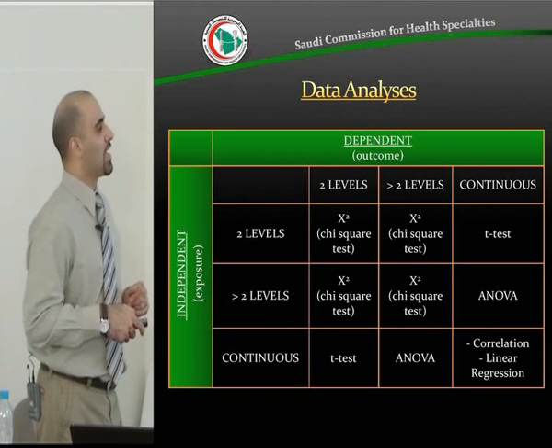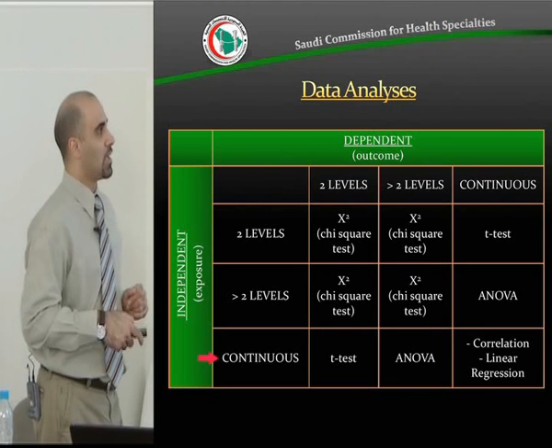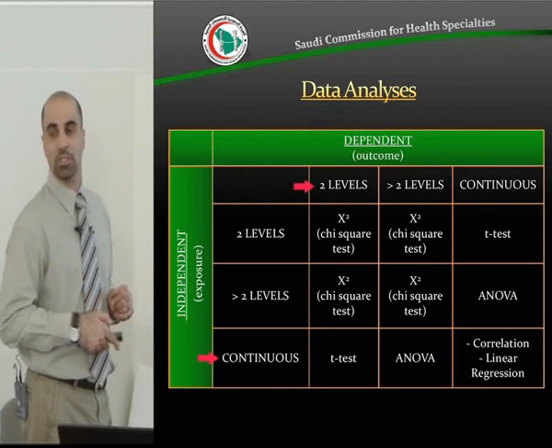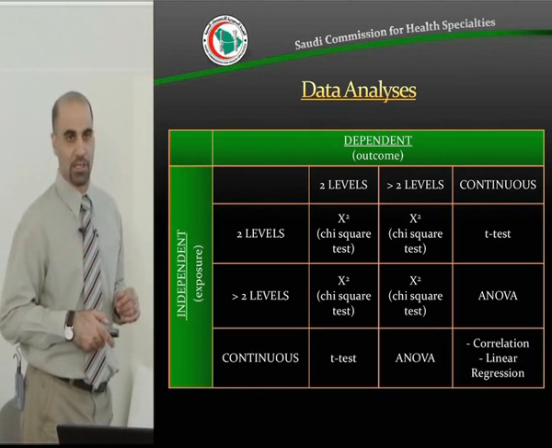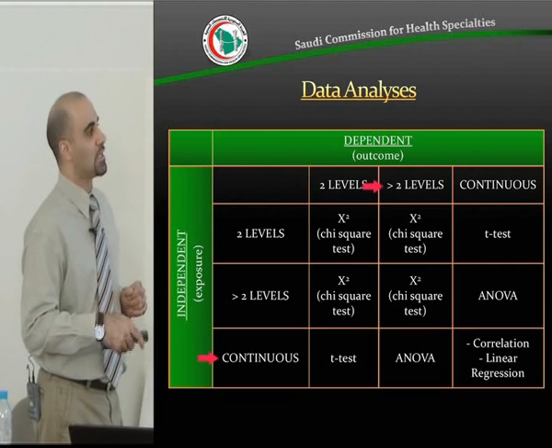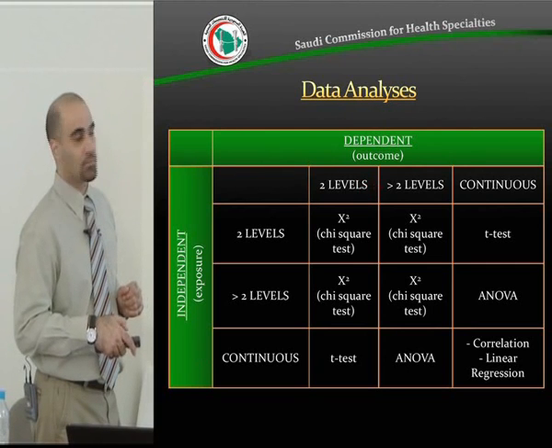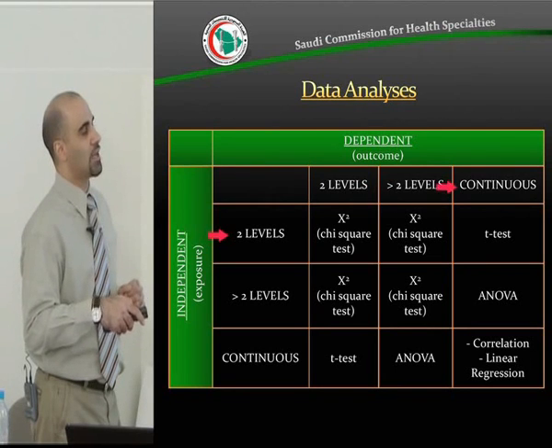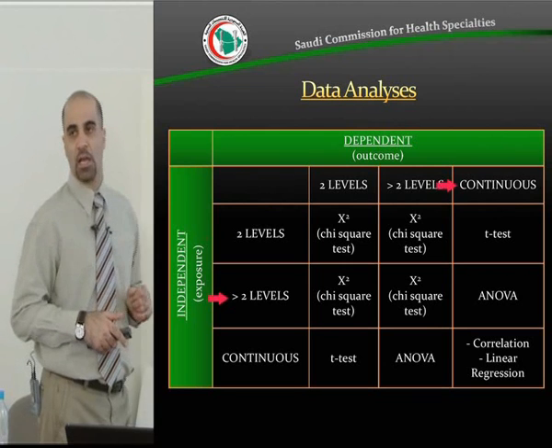Now, when I have one continuous variable and one categorical variable, 2 levels, I do a t-test. And we just went over that. When I have a continuous but more than 2 levels, I do ANOVA. The same thing here. If I have 2 levels and continuous, I have t-test. When more than 2 levels and continuous, I do ANOVA.